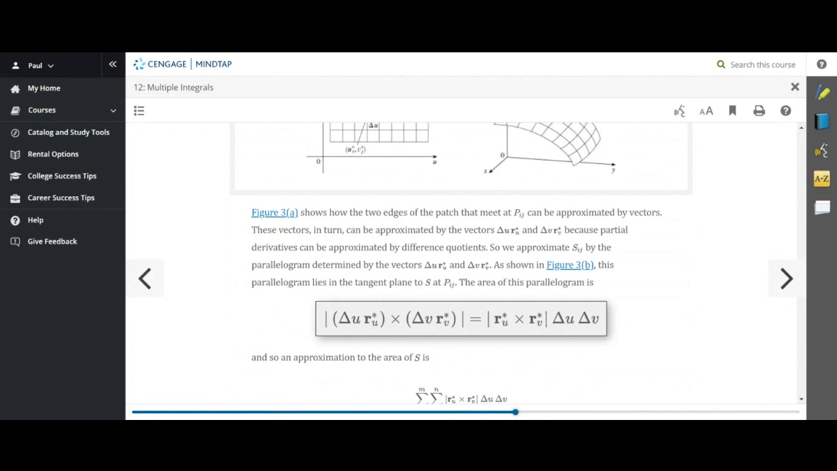Juliana recalls it, but instead of our vectors A and B, we have those vectors delta U times r sub u, delta V times r sub v. Well, if you take the absolute value of the cross product, you can factor out the delta U and the delta V. And so that's going to equal the absolute value of the cross product times delta U times delta V. And this is going to be useful when we talk about these surface integrals in section 13.6.